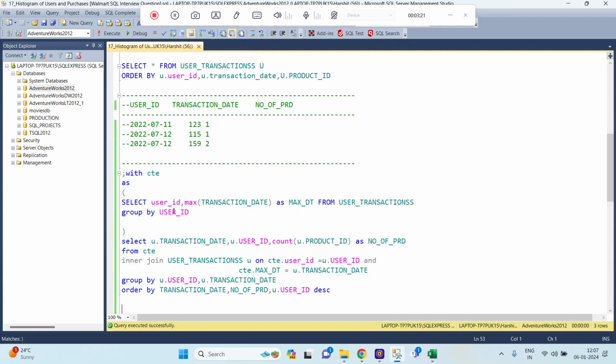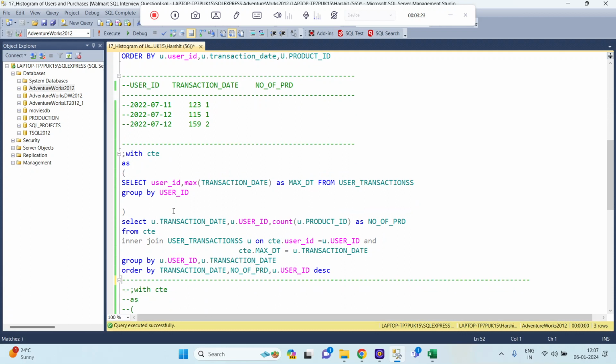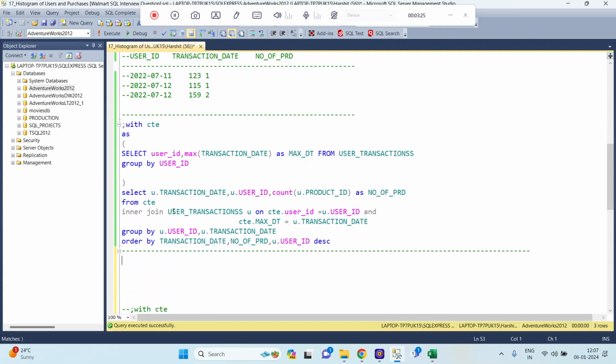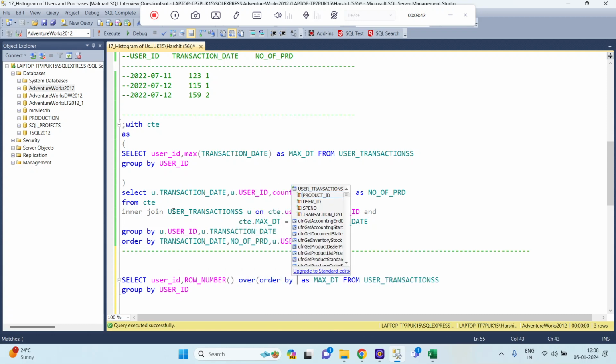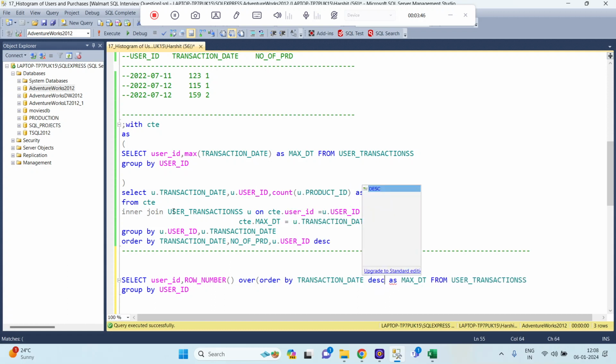Now can we write the same query with ranking functions? So let me try. Over here, ROW_NUMBER() OVER (ORDER BY transaction date descending).